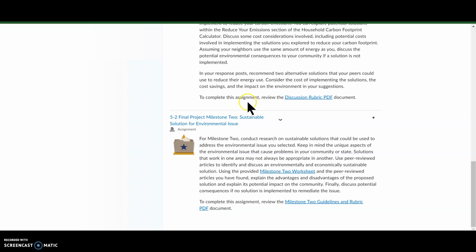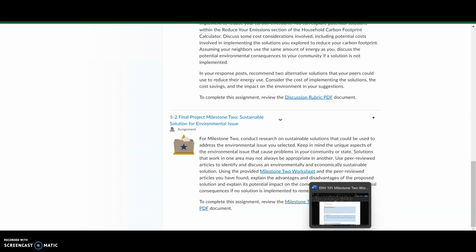When you go into the milestone worksheet, you're going to be answering quite a number of questions. So you have to make sure that the peer-reviewed articles that you have found discuss the advantages and disadvantages of the solution and its potential impact on the community. So that's kind of the parameters that you're going to have to search for.